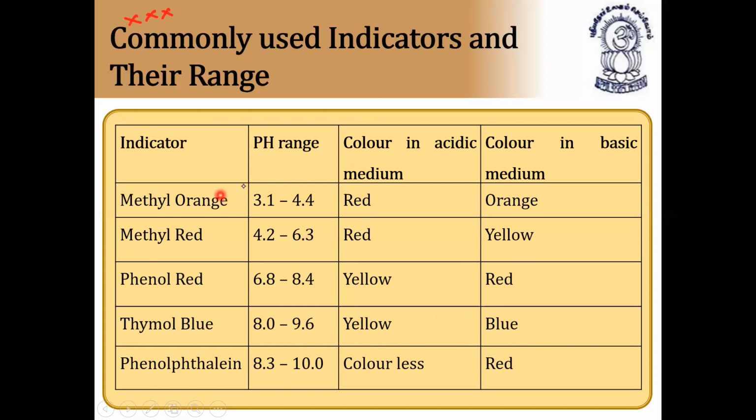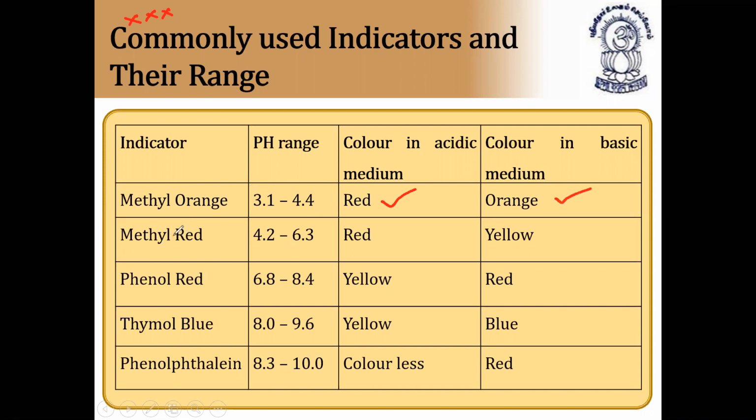So the pH ranges of all the indicators are given. Methyl orange, what is the pH range? 3.1 to 4.4. What is the pH range of methyl red? 4.2 to 6.3. What is the pH range of phenol red? 6.8 to 8.4. So when methyl orange indicator is added to an acidic solution, it turns the solution red. A simple sentence I'll tell you. When methyl orange indicator is added to acidic solution, it changes into red color. Similarly, when methyl orange is added to a basic solution, it changes to orange color.